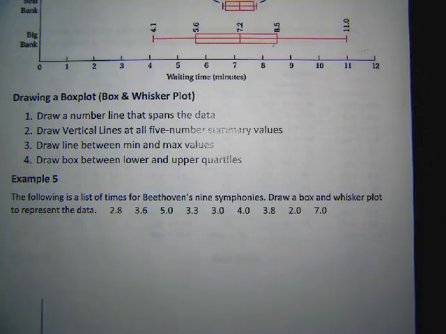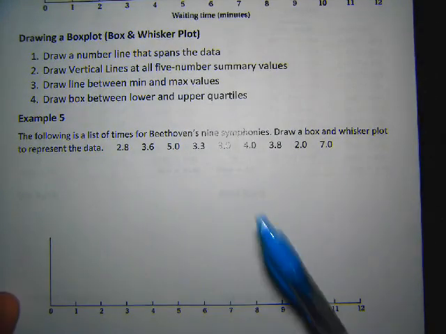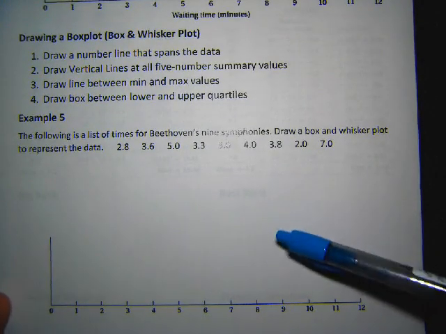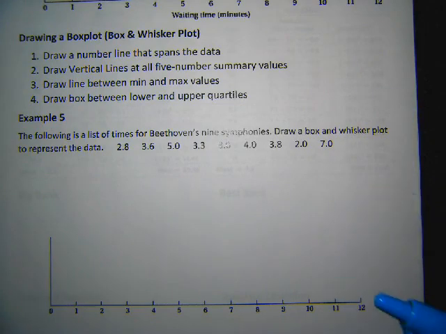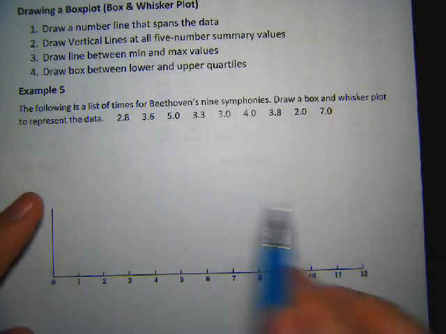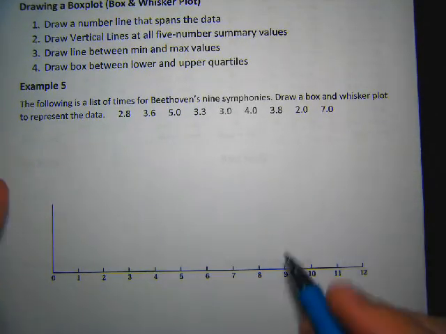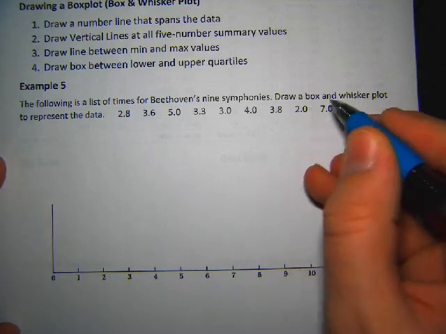So let's draw a box plot for this set of data right here. This is the list of times for Beethoven's 9 symphonies. You can make a box and whisker plot. Before you can make the box and whisker plot, you need the 5-number summary. So using these times, you got to get that. Well, first off, they're not in order. So before you can do anything else, I got to go back and put them in order again.